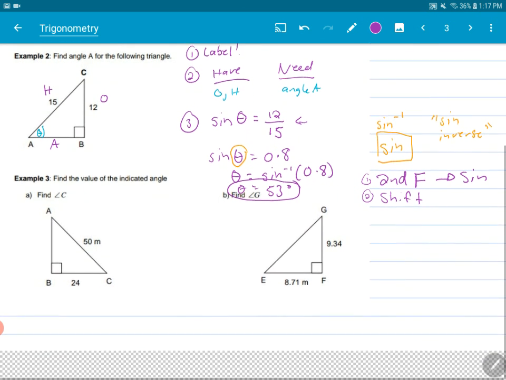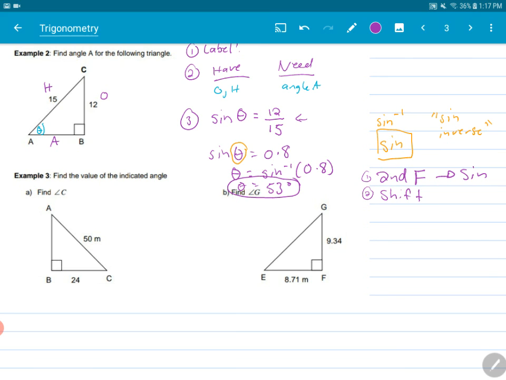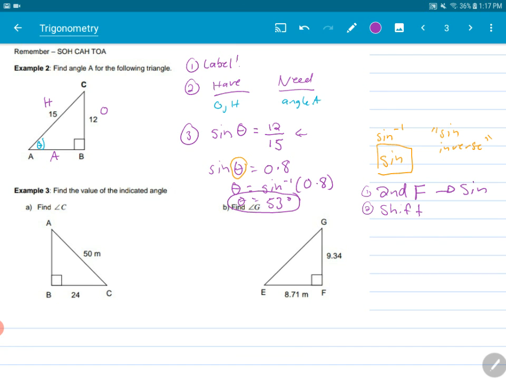I'm going to actually leave you with A and B examples here for example 3 to try on your own, and then come check your answers after, because I think now you can handle it. If you can follow label, have and need, and also step 3 where you set it up and solve, you can do it. So check that out and use that as your practice.